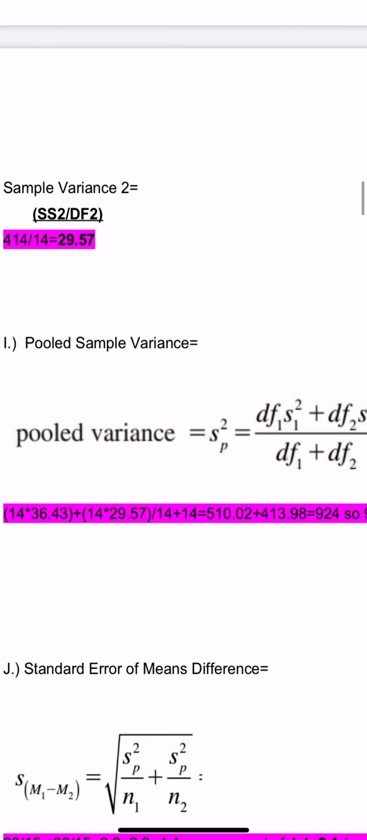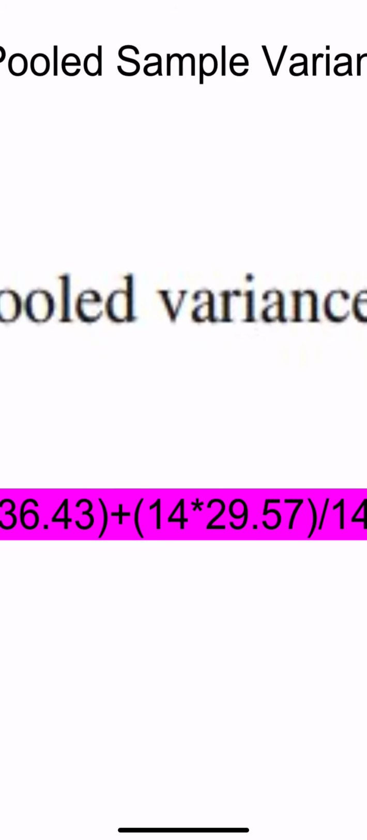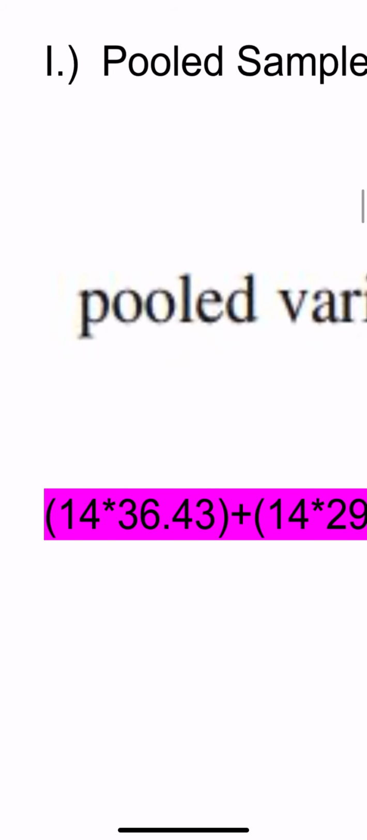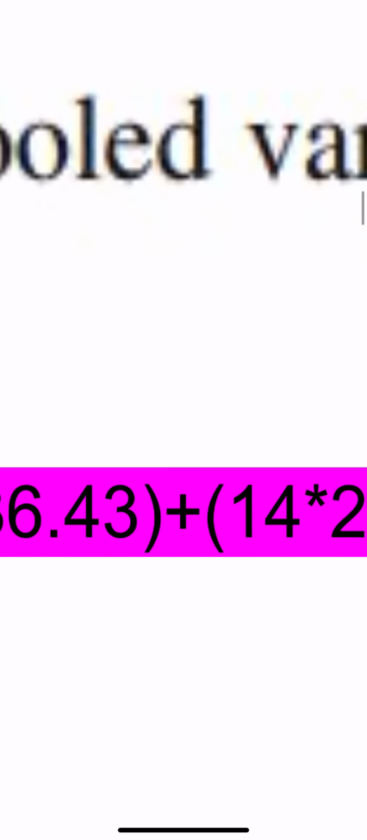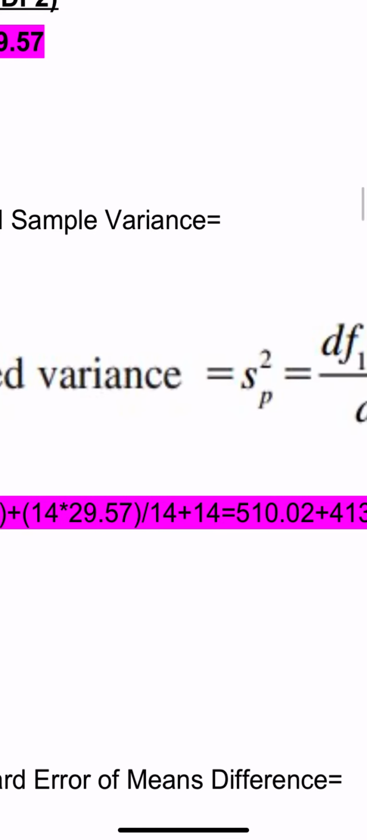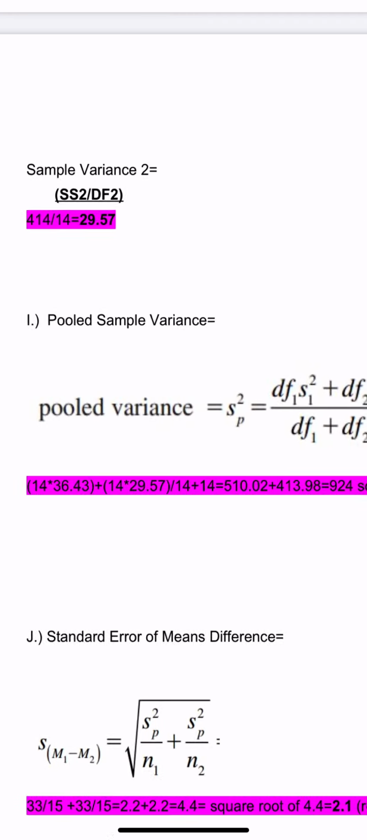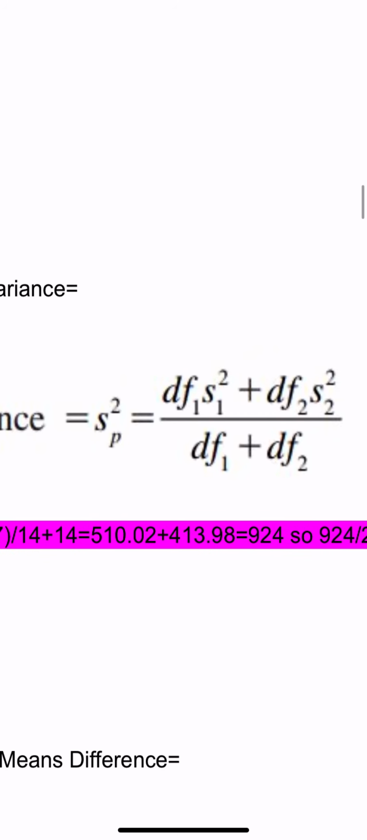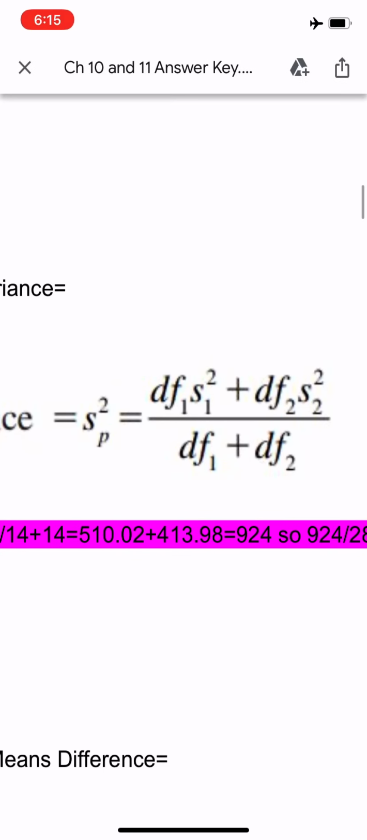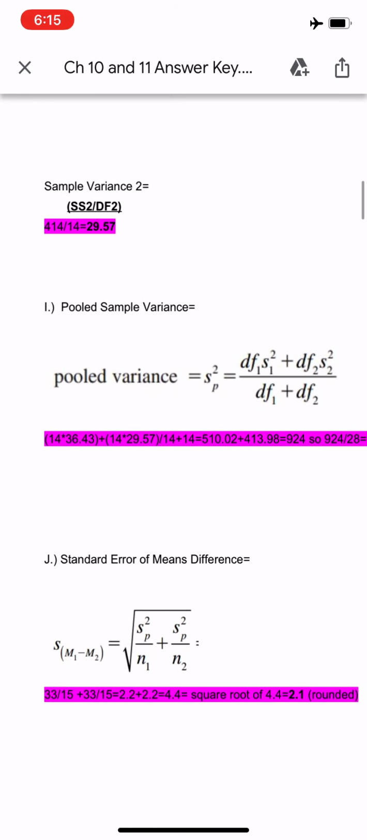Best way to do it is do the degrees of freedom times the variance of the first group plus the degrees of freedom times the variance of the second group. So it's df1 times variance 1 and df2 times variance 2. And then that's divided by degrees of freedom 1 plus degrees of freedom 2. So that comes out to be 510.02 plus 413.98 equals 924. So 924 divided by 28 is 33. 33 is the pooled variance.